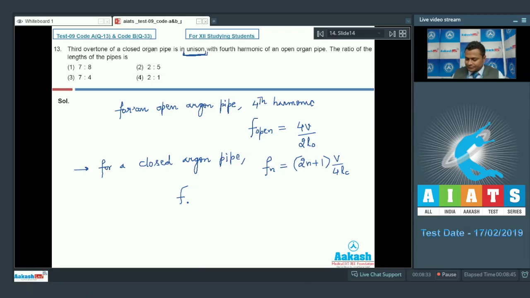Therefore, the frequency for the closed organ pipe will be given by 7 times V divided by 4 times the length of the closed organ pipe. According to the question, the situation is unison. Unison means F open equals F closed. Therefore, we will get the length ratio, length of the closed organ pipe upon length of the open organ pipe, as 7:8. So we will go with option number 1. Now let us proceed to question number 14.